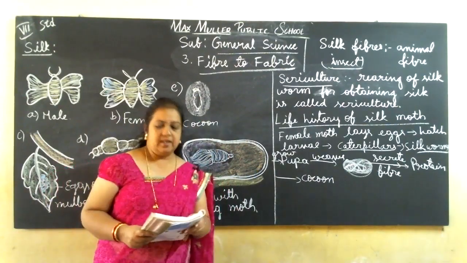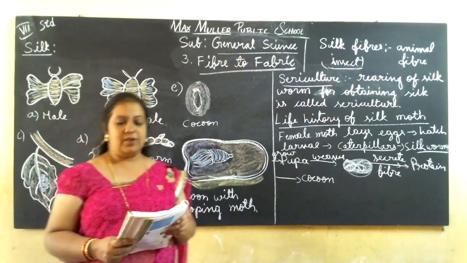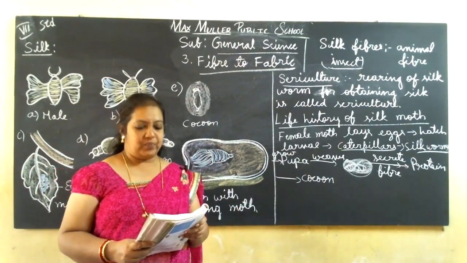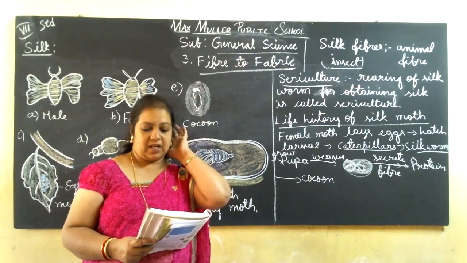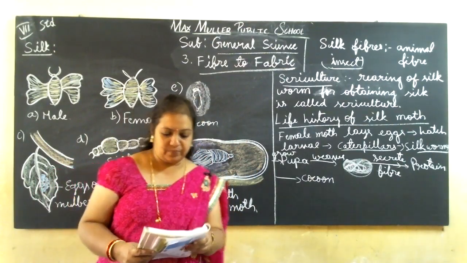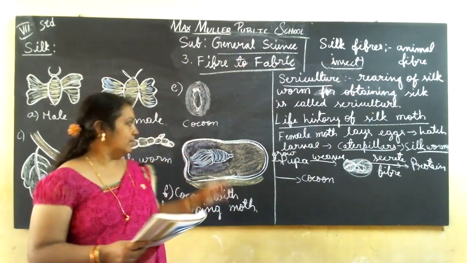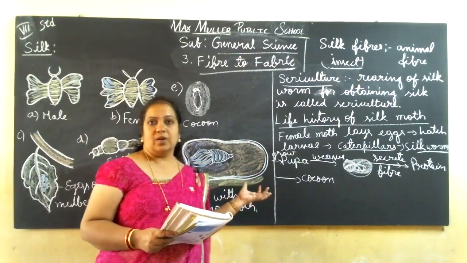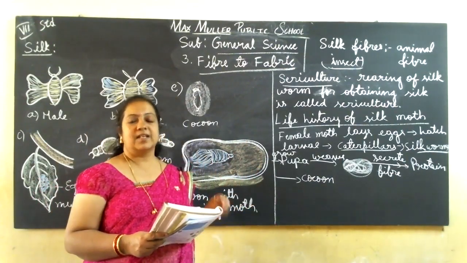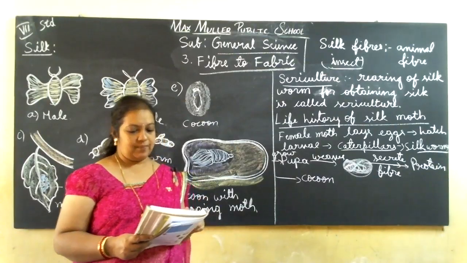Silk fibers are removed from these cocoons, and the fibers are used for weaving cloth. So now, how will they remove the fibers from this cocoon? What types of silk are we getting? That all we will see.